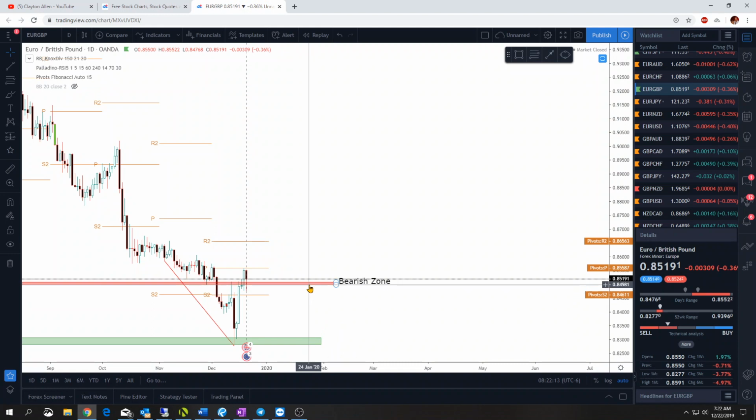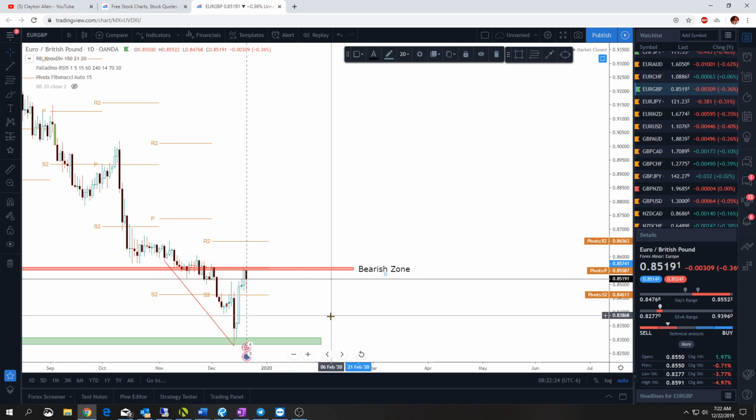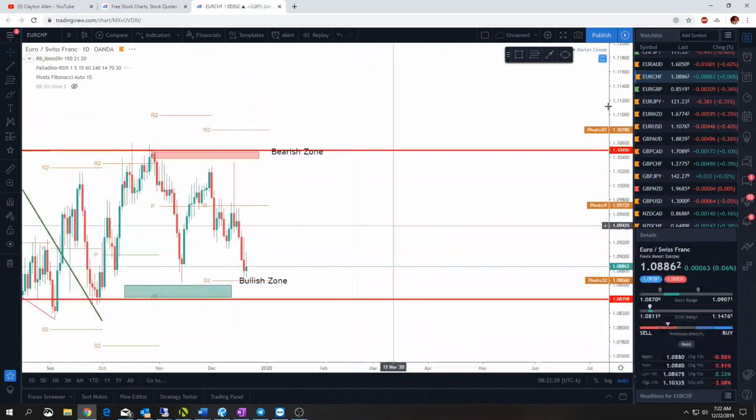So now I'm going to move this bearish to there. If we get back up towards this pivot and price can't seem to break this level again, I'll get bearish at that location, sell it back down to our bullish. Euro Swiss franc.